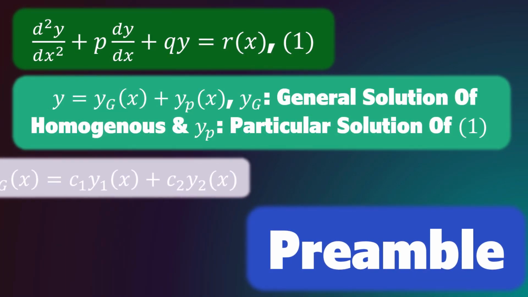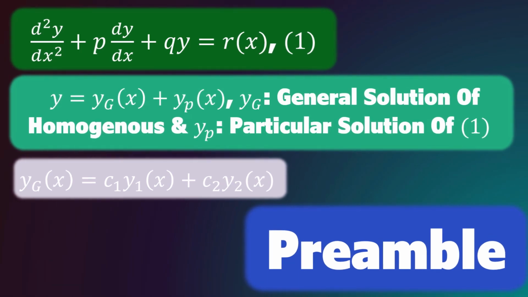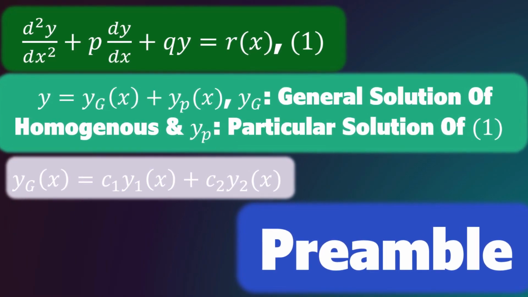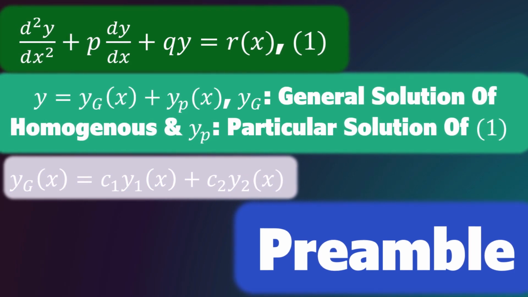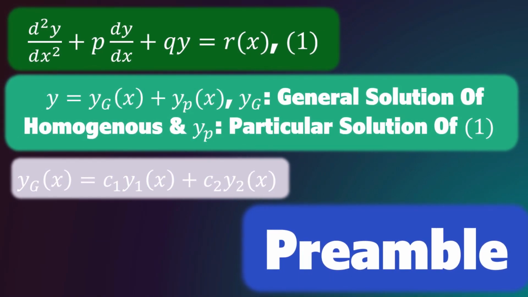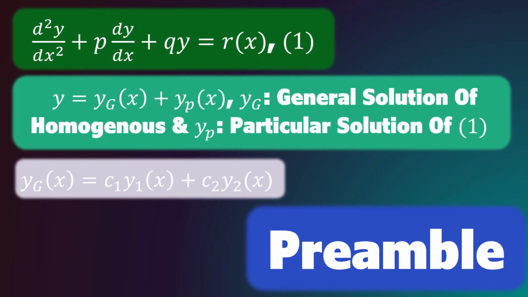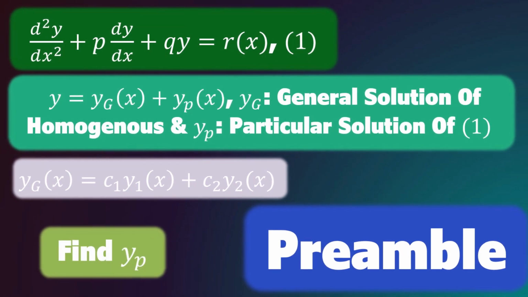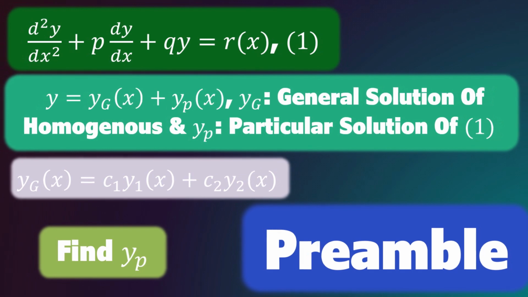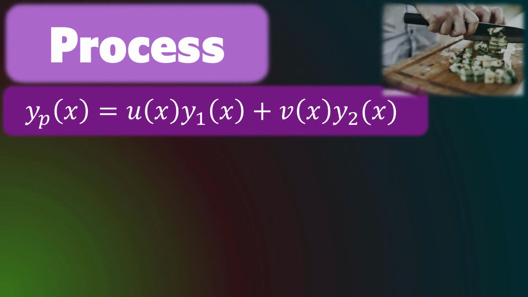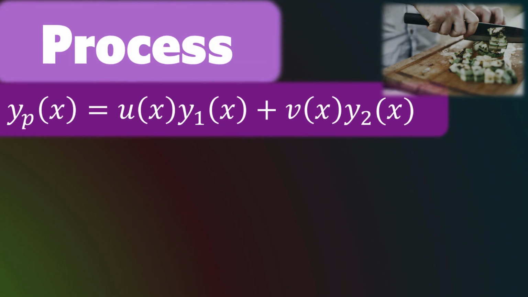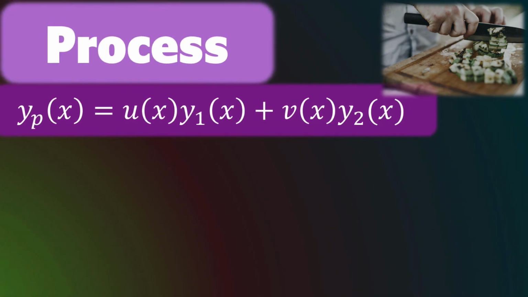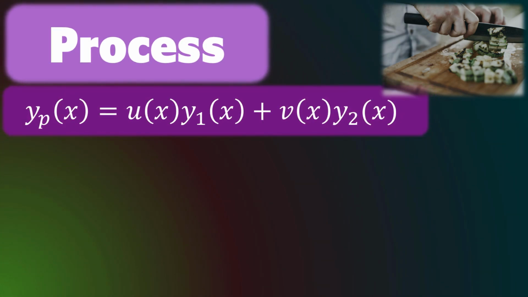For this method, we assume that yg of x, which equals c1 y1 of x plus c2 y2 of x, is known with y1 and y2 being linearly independent. Instead, we are trying to find yp of x. The first step is that we look for u of x and v of x such that yp of x equals u of x times y1 of x plus v of x times y2 of x.